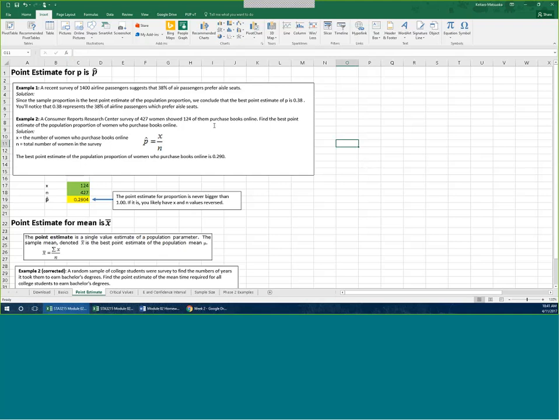So I recommend you read the problem and think, okay, what am I being asked to do? Well, point estimate, proportion. Okay, got it. Do this part right here. So that's how you figure out the point estimate for proportion.